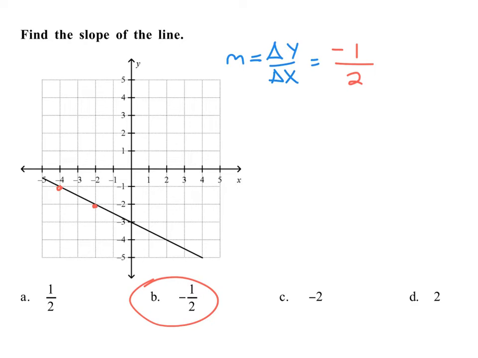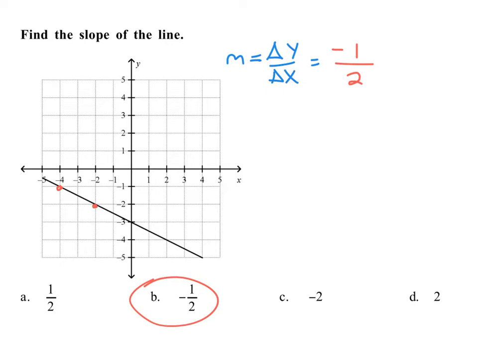Or you might have done the run first. Say to go from here to here, I run -2, rise 1, -2 over 1 would be that. That's if you misunderstood it. Okay, and 2, you could just say, oh, I ran 2 and I rose 1, 2 over 1, or 2. Those are ways that you could do it wrong if you didn't do rise of -1 over run of 2.